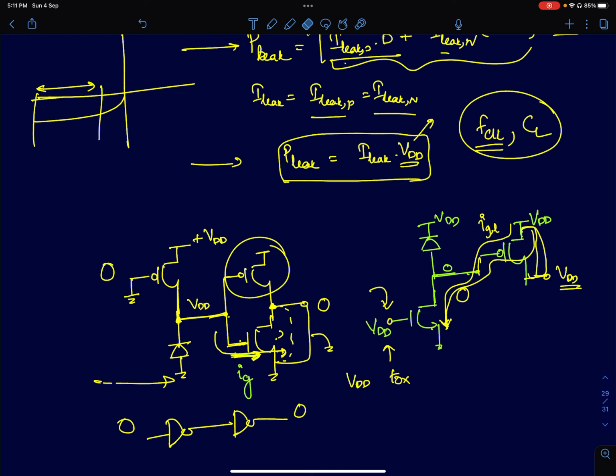Okay, so even here, when the input is 0 and 1, I can approximately argue that the power dissipation will be proportional to VDD times I_G,leak, the gate leakage current. Mind you, this gate leakage current has a dependence on VDD. If you increase your VDD, it will increase exponentially. So the gate leakage has an exponential dependence, and it also depends on temperature. Again, any leakage phenomenon will depend on temperature.